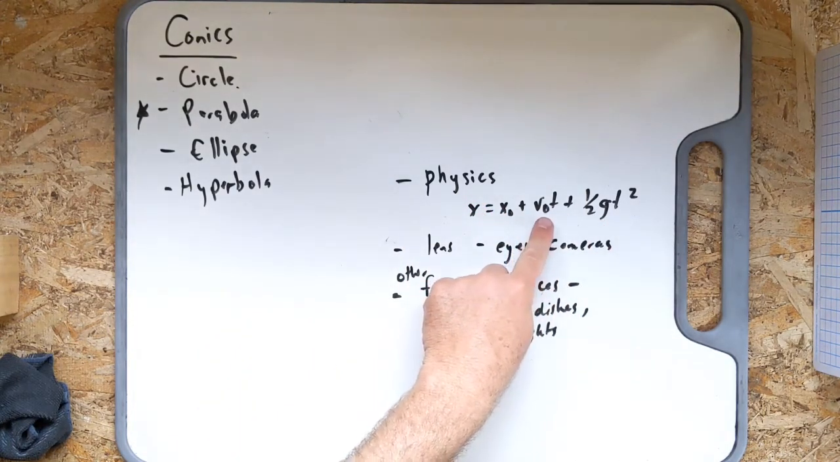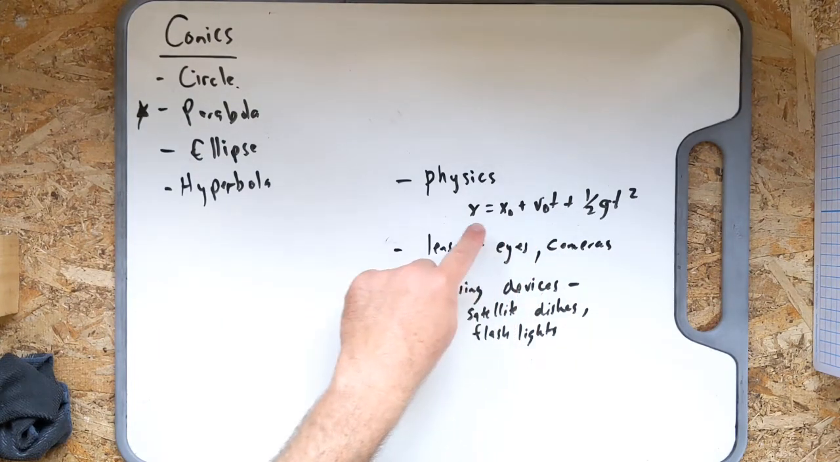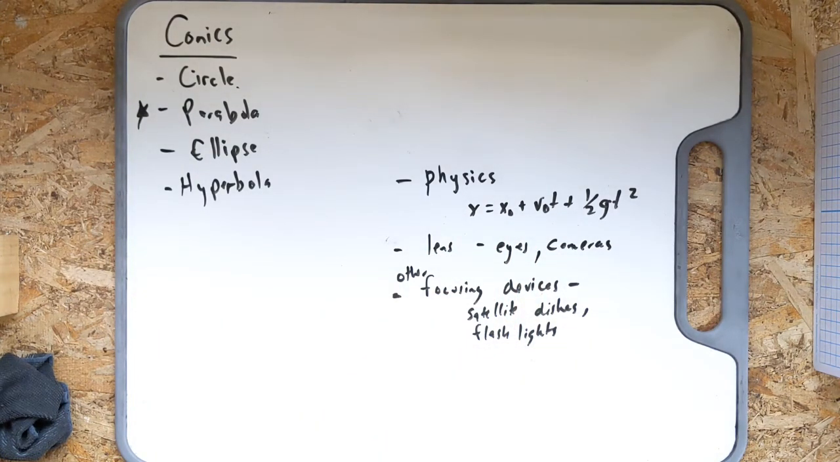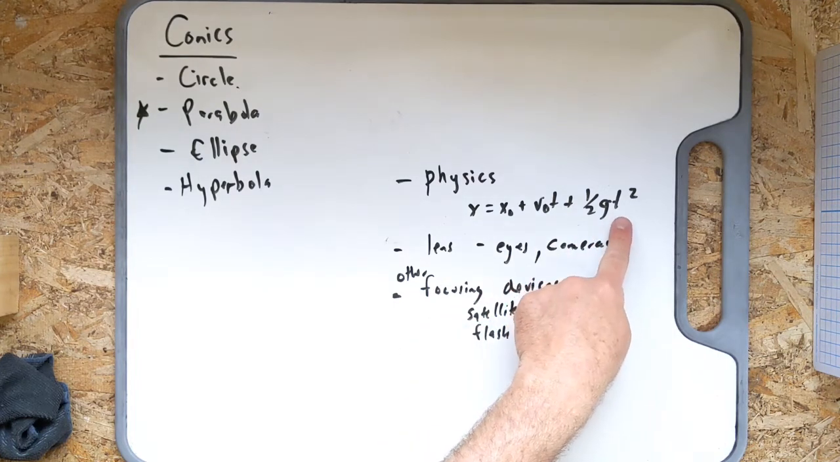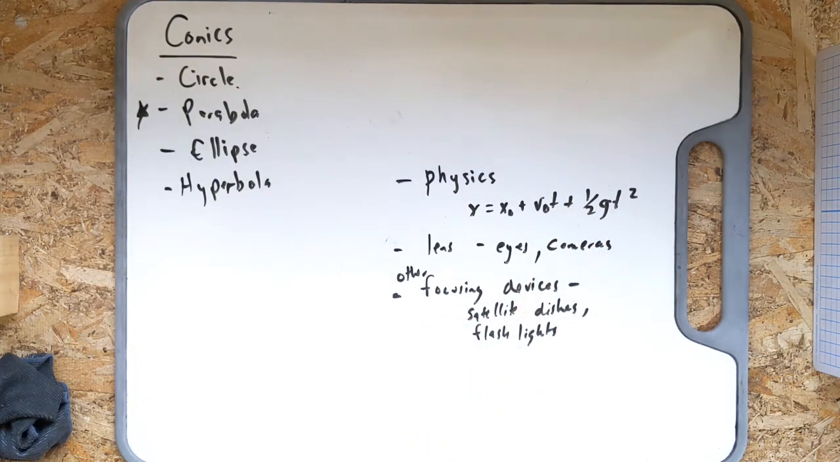That's gravity. T is time. v0 is initial velocity. x0 is initial position. This is parabolic. T is what the t squared is. And therefore, when you throw something through a gravitational field, it looks parabolic. It looks like a parabola.